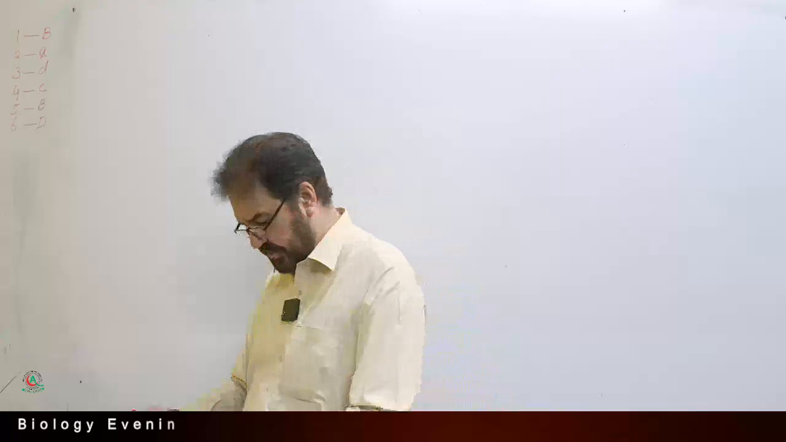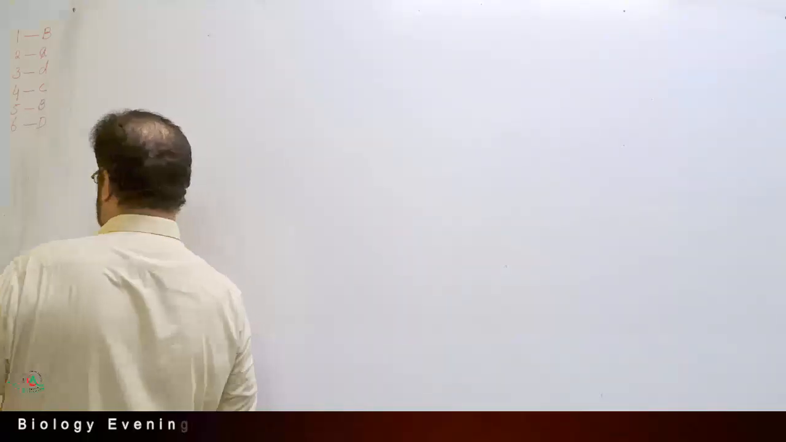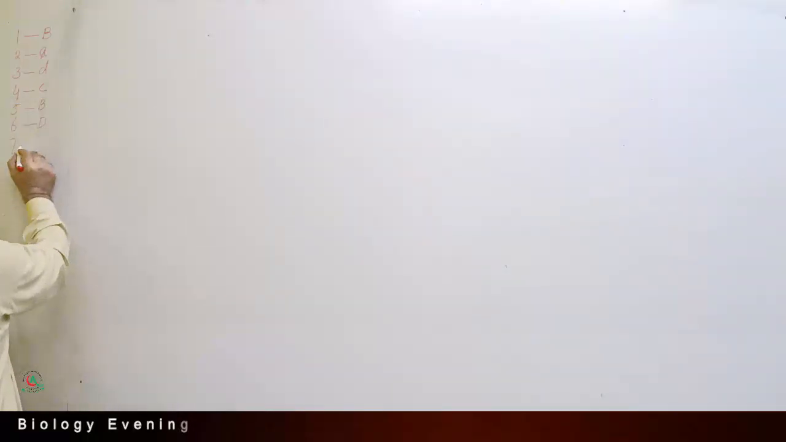Question number 7. When hemoglobin of blood is fully saturated with oxygen, the 100 cc of blood contains 20 cc of oxygen. Option C is correct. The hemoglobin oxygen carrying ability is 20 ml per 100 ml of blood. So option C is correct in question number 7.